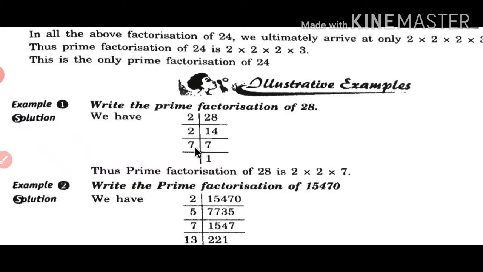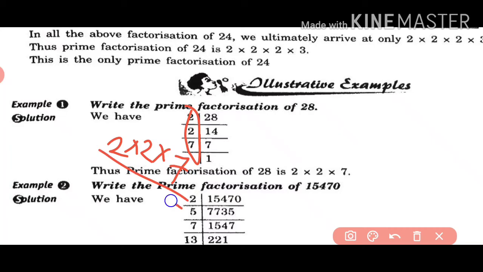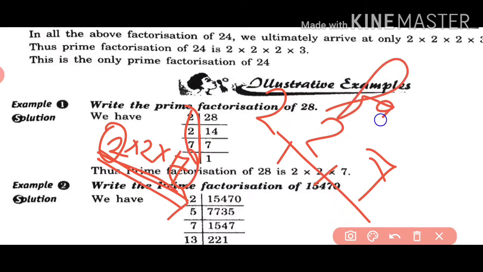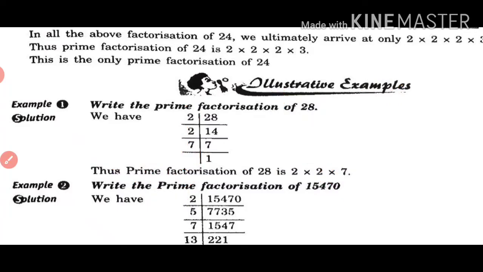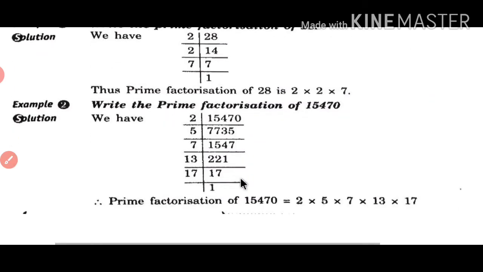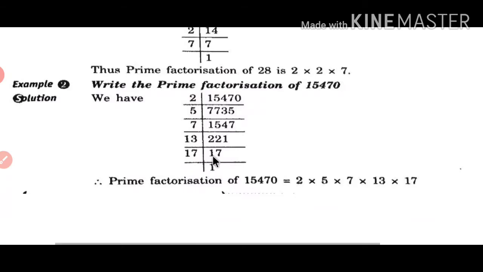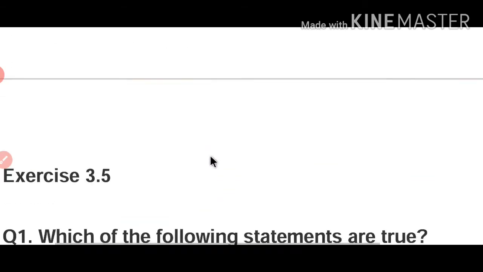Then you can see 7 is divisible by 7 only. So 7 ones are 7. Thus the prime factorization of 28. So which are the prime factors? This is 2 multiply 2 multiply 7. These are the prime factors of 28. You can see that 2 and 7, these two are prime numbers only. So 2 and 7 are factors of 28, and since both are prime numbers, we can say that this is the prime factorization of 28. The second example is also like this. First you have to find its factors, and all the numbers should be prime numbers only.